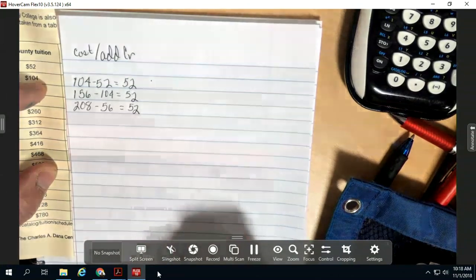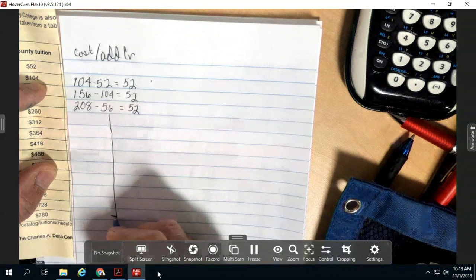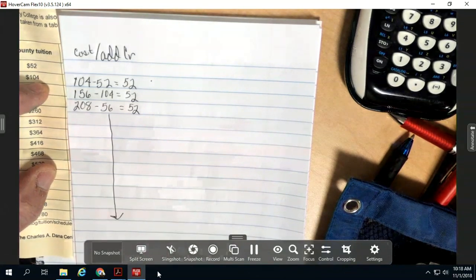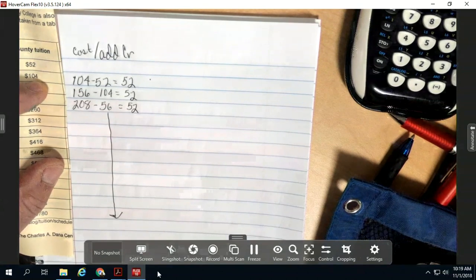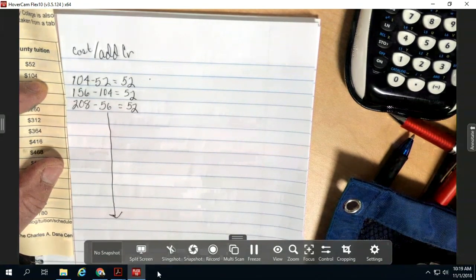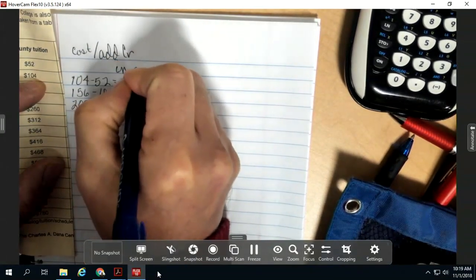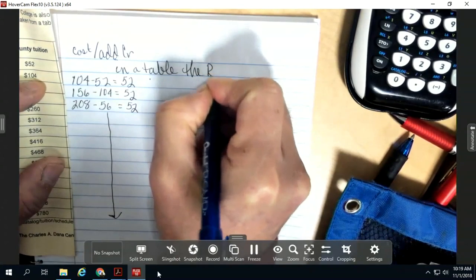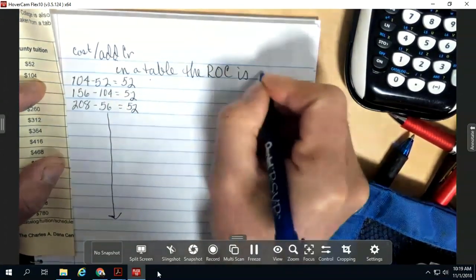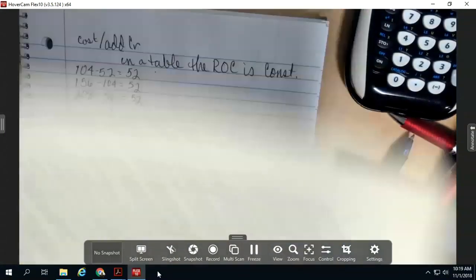52. And about this time, I was looking at your papers, and just about everybody by this time had done this. Does that describe your actions? Okay? So we would say in a table, the rate of change is constant. Cost per additional credit hour.